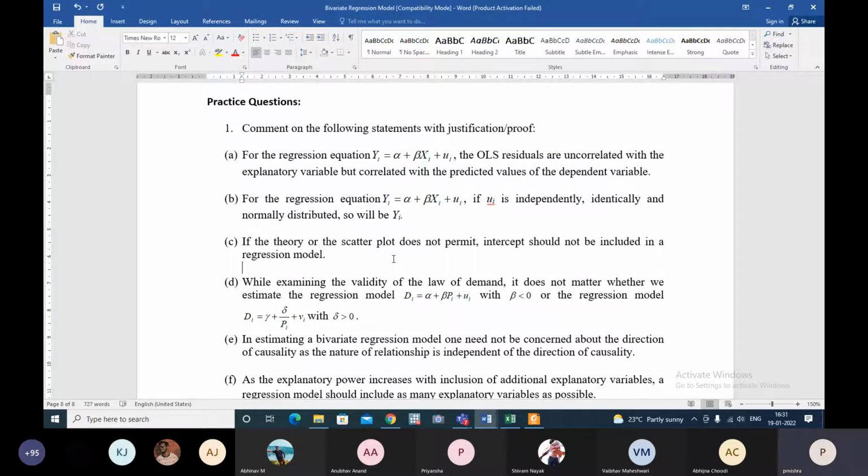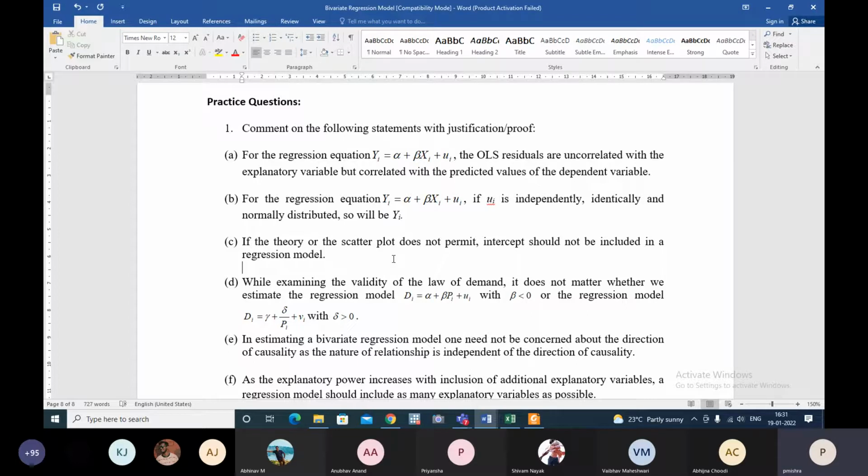And in the process, many derived properties may not hold. So what we are proposing is, let the intercept be there, and if the sample doesn't permit, if the data set doesn't permit the intercept to be included in the regression model, then it will not be statistically significant.